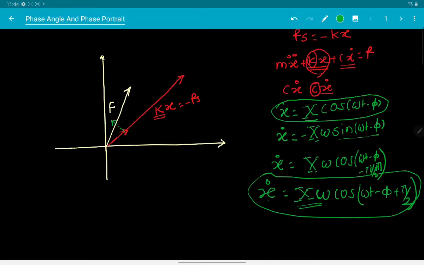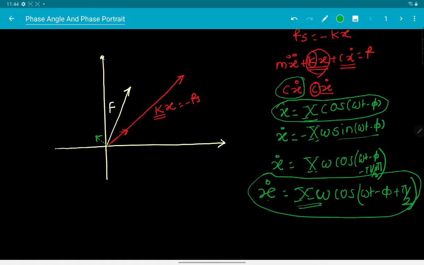Let me draw that angle over here in this fashion. Ideally it will be over here, so this is how x dot will look. And what is the force that we are referring to now?